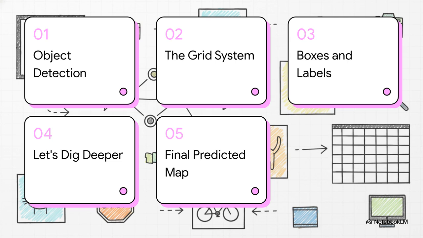So, here's our roadmap for today. We'll kick things off with defining object detection, then move right into the grid system, take a look at boxes and labels, dig a little deeper into the mathematical core, and finally, we'll review the final predicted map.